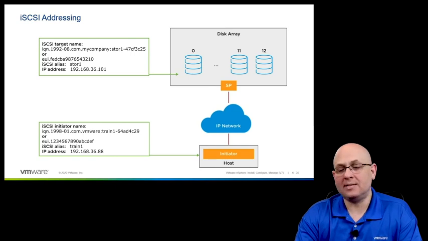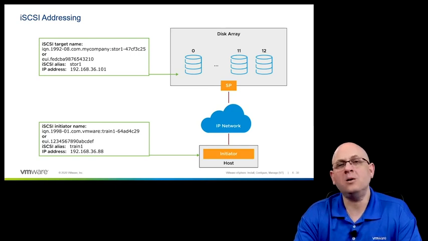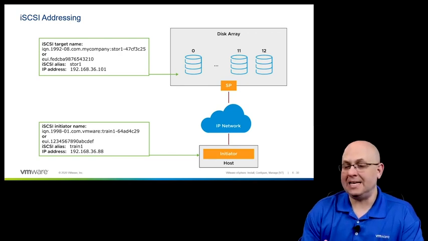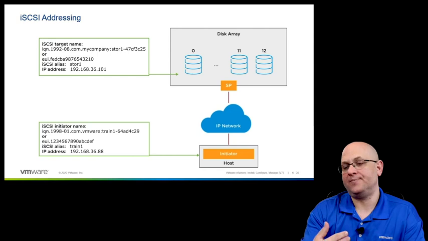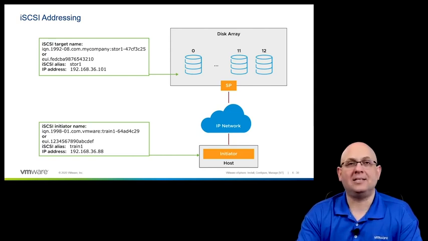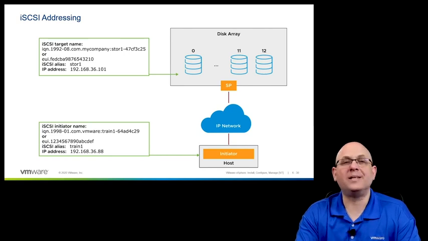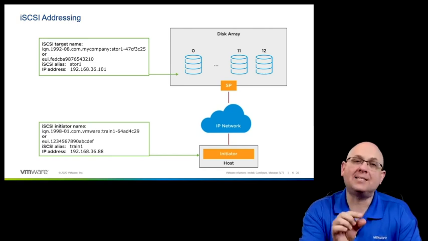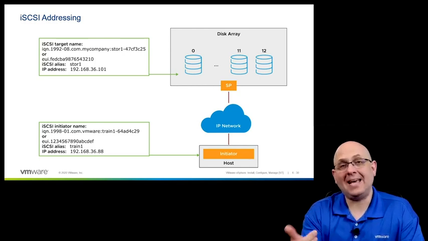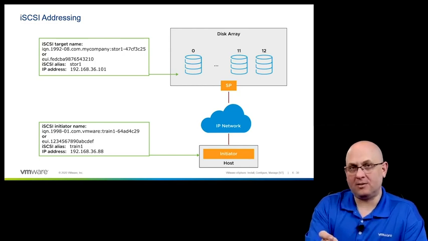So iSCSI addressing, like I said, can be done via IP address, but it's also done in a couple of other ways. We, of course, have our iSCSI initiators and our iSCSI targets. And one way that we can identify an iSCSI initiator or target is through its IQN, or iSCSI qualified name. It looks like a DNS name, but it's reversed.